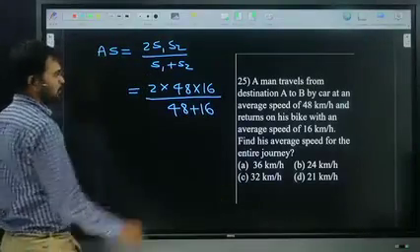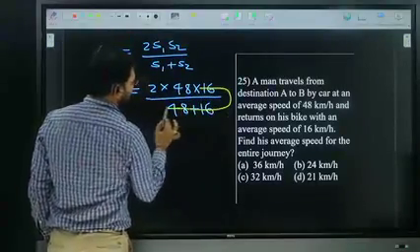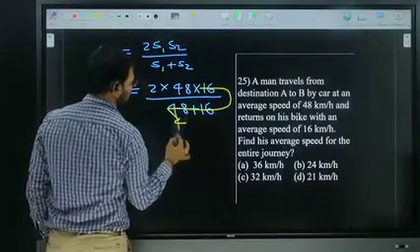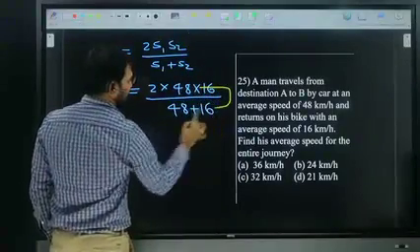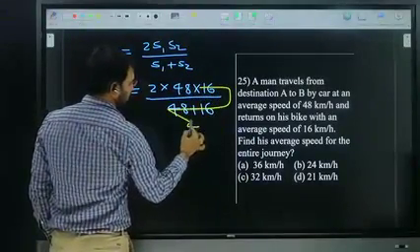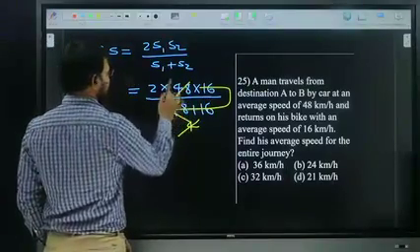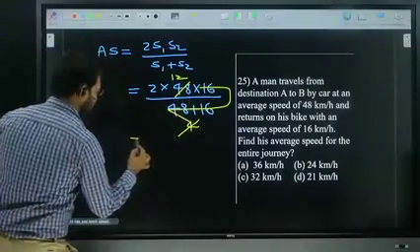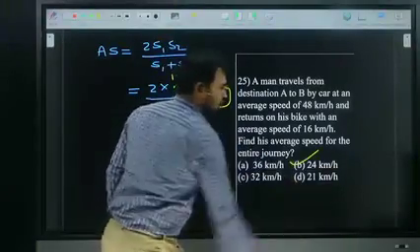Okay, look at me all of you. 16 ones are 16, 16 fours are 64. 4 ones are 4, 12s are 48. Therefore 2 12s are how much? 24. Your answer is what? 24. All of you clear?